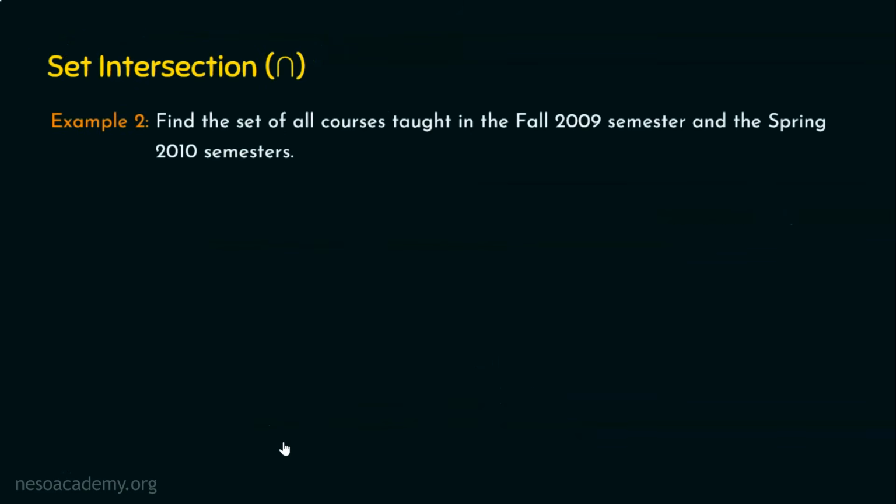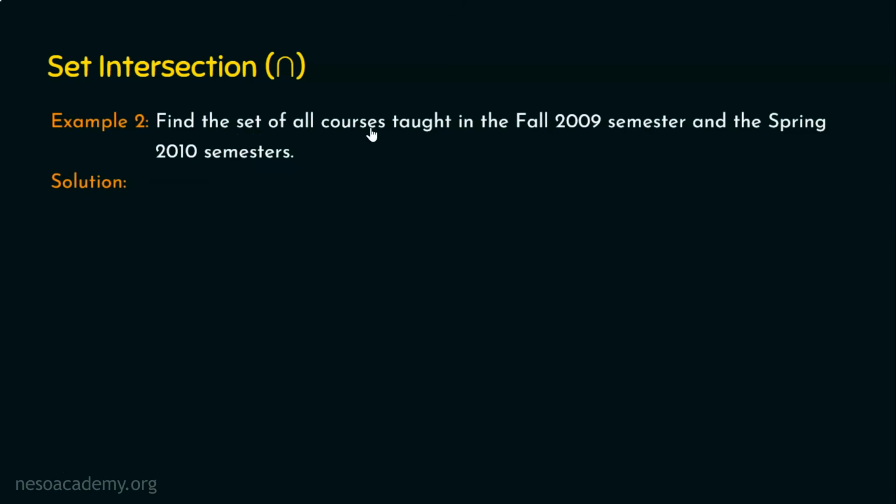In example number 2, we are going to find the set of all courses taught in the fall 2009 semester and the spring 2010 semester. I request you to pause this video for a while and think about the answer to this question. I hope you are done. So this is a pretty straightforward question because we have already seen similar examples in the union and the set difference operations. So the solution for this question is going to be like this.